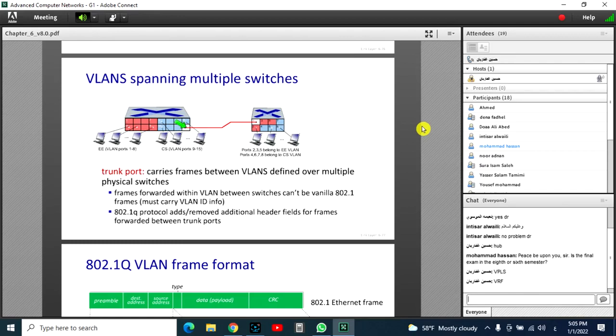We call it a trunk port. What is a trunk port? A trunk port is a special port inside the switches that you can use to connect two different physical switches together.